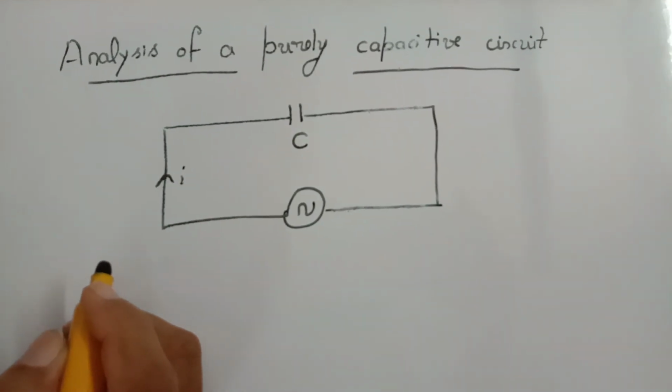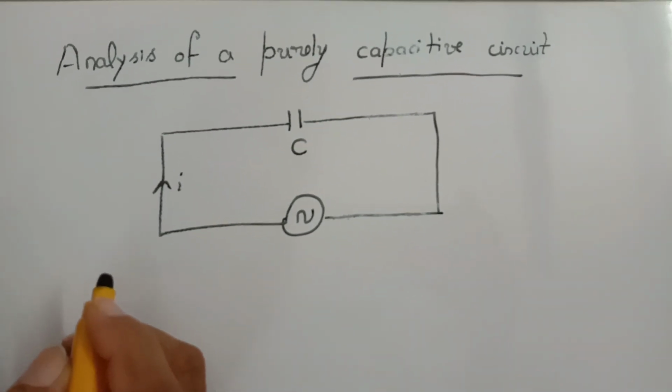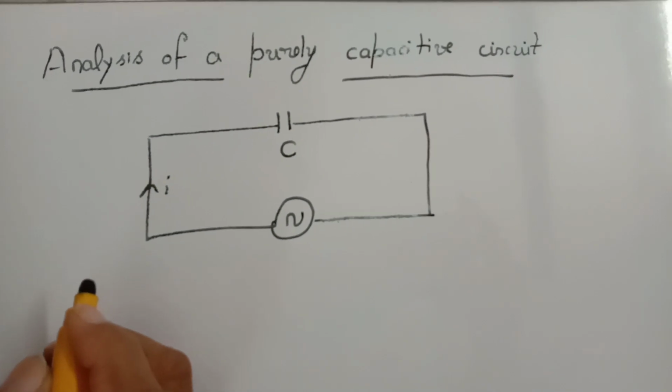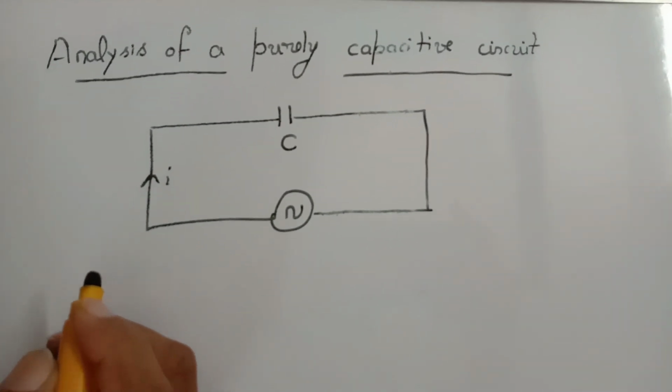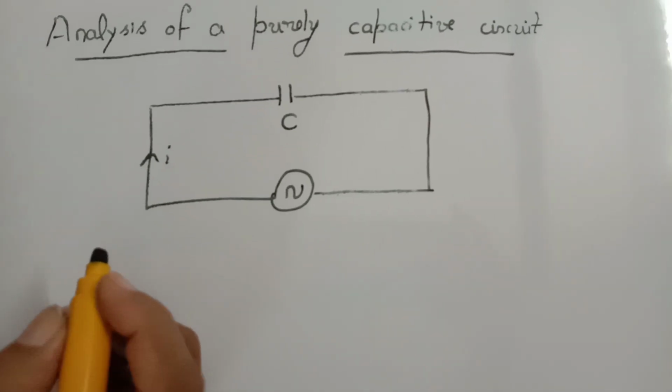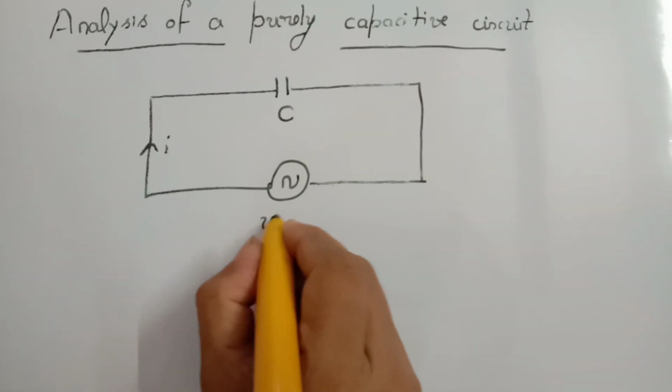Hello everyone. Today we will discuss pure capacitive circuit. Consider a capacitor of pure capacitance C connected across alternating voltage supply V = Vm sin ωt.